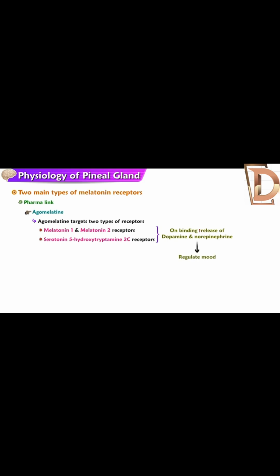Agomelatine. Agomelatine targets two types of receptors in the brain, melatonin 1 and melatonin 2 receptors, and serotonin 5-hydroxytryptamine 2C receptors. By binding to these receptors, agomelatine increases the release of dopamine and norepinephrine, two neurotransmitters that are important for regulating mood. Agomelatine also has an effect on the circadian rhythm, helping to regulate sleep-wake cycles. Agomelatine is used to treat major depressive disorders.